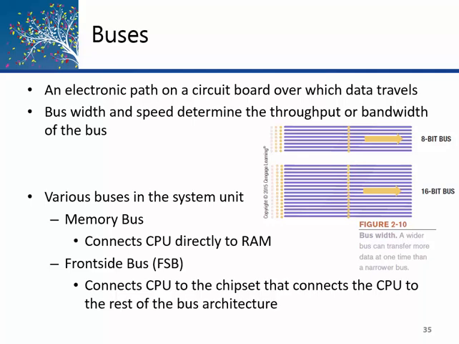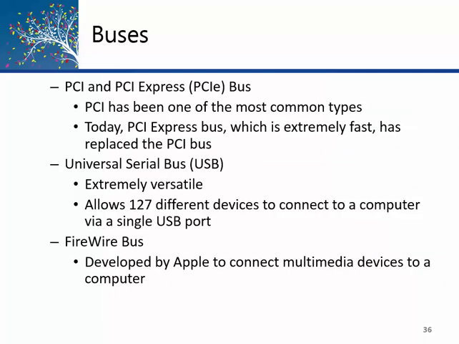There's also the front side bus, which is where the CPU connects to the chipset that controls everything else on the board. So the memory bus and the front side bus are the two buses that communicate with the CPU. And you've got other buses that are less important in terms of the functionality of your system.